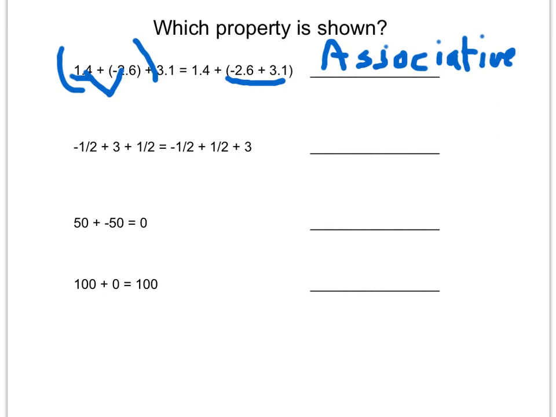The next one says negative 1/2 plus 3 plus 1/2, and it equals negative 1/2 plus 1/2 plus 3. Well, let's look at what happened here. The only thing that happened was they took the 3 and the 1/2 and switched them around. Do you remember what property says that when we add numbers we can switch them in any order and it doesn't matter? That one was the commutative property.